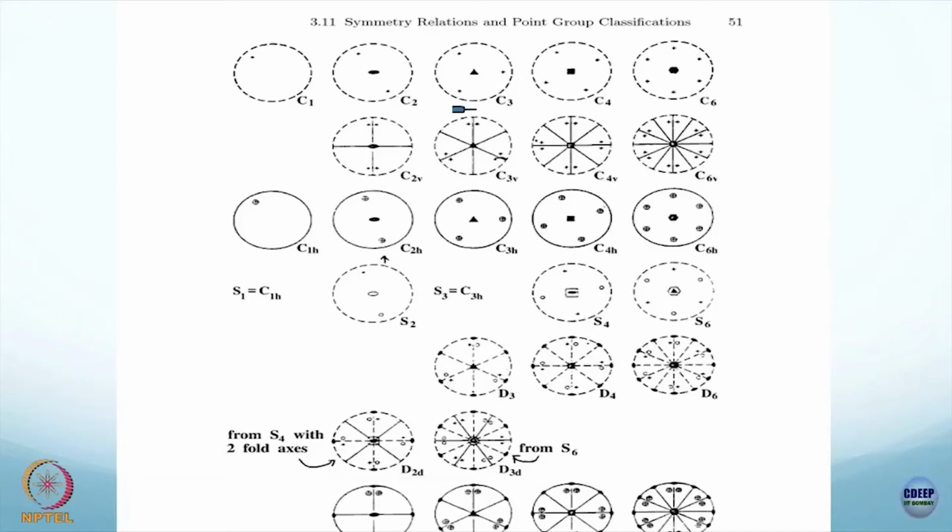Okay, so those are the notations which are given here, and you can show that there is no distinction between S3 and C3h. Whatever you have drawn here for C3h, if you draw S3, it will be exactly similar. Please check it out. Okay. And S4, I have already drawn for you. S6 again will be similar, but with sixfold axis symmetry. Okay. And D3 I have already discussed, and then you can also have diagonal planes, which is what is being discussed here. Okay. So, I will leave it to you to check some of these things and play around a bit.